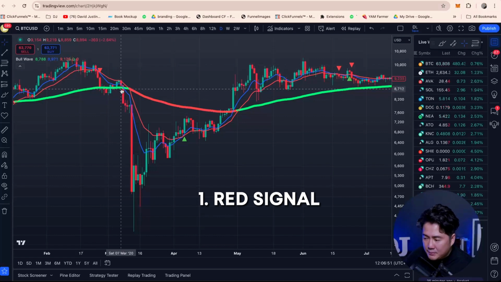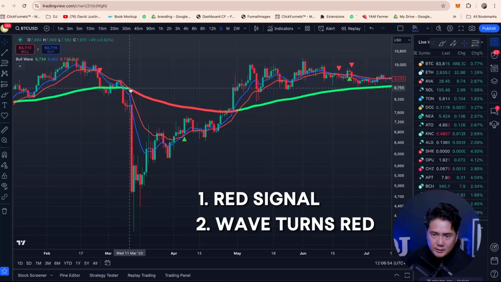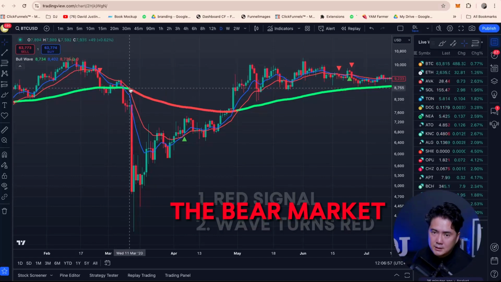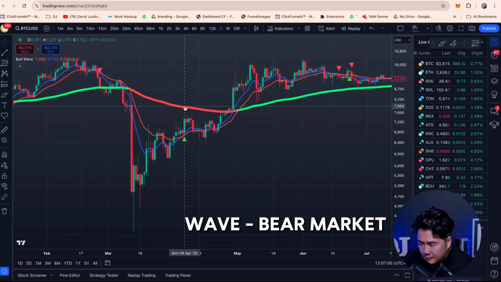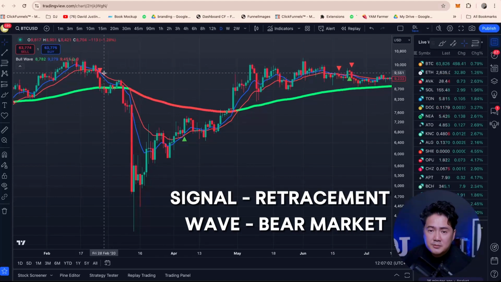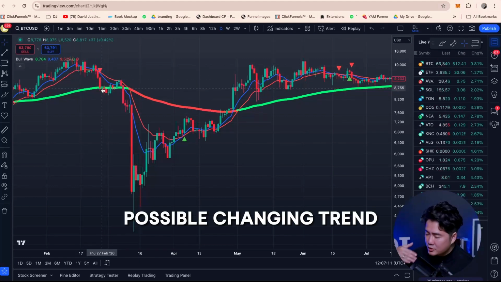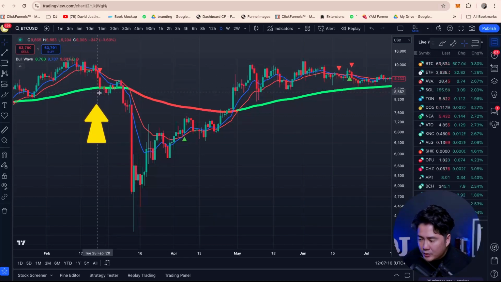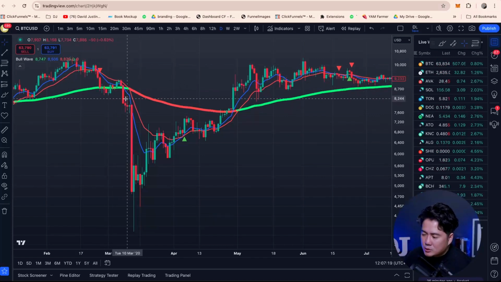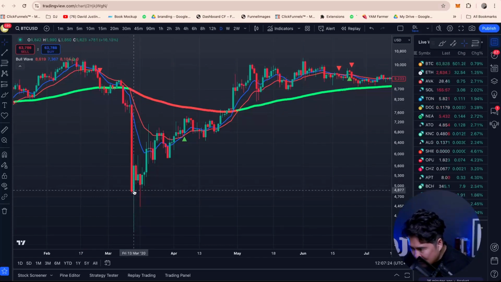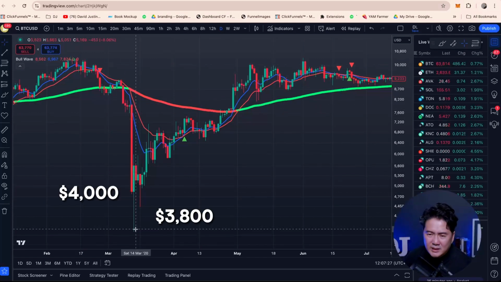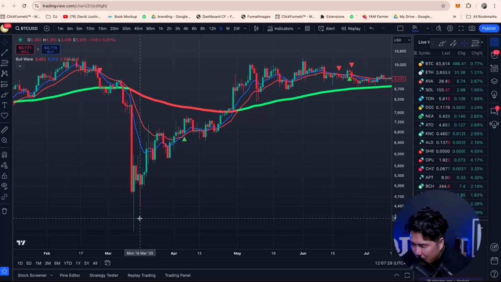The second rule is that the wave starts to turn red. This is the bear market. So the wave tells you that it's a bear market, and the signal tells you that a retracement starts. A strong retracement, which means it touches the wave, is considered a real possibility of changing trend. Got it? So from here onwards, I start to sell all my coins. In the end I sold everything off here, somewhere around 8,000. The price went down crazily to about 4,000, 3,000. I remember around there. Then it went back up.